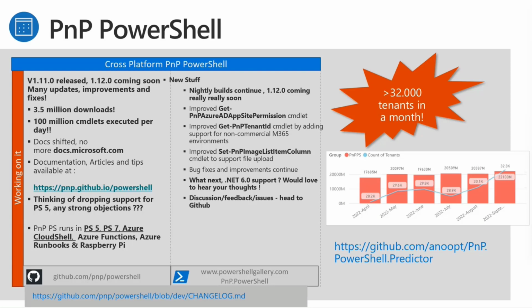There's an improved PnP Azure AD App Site Permission commandlet, improved PnP Tenant ID commandlet, improved PnP Image List Item Column commandlet. Woo, lots of commandlets. Awesome. Bug fixes and improvements continue. And what's next? Would love to hear your thoughts, so don't hesitate to add feedback. And Bert, you have something extra?